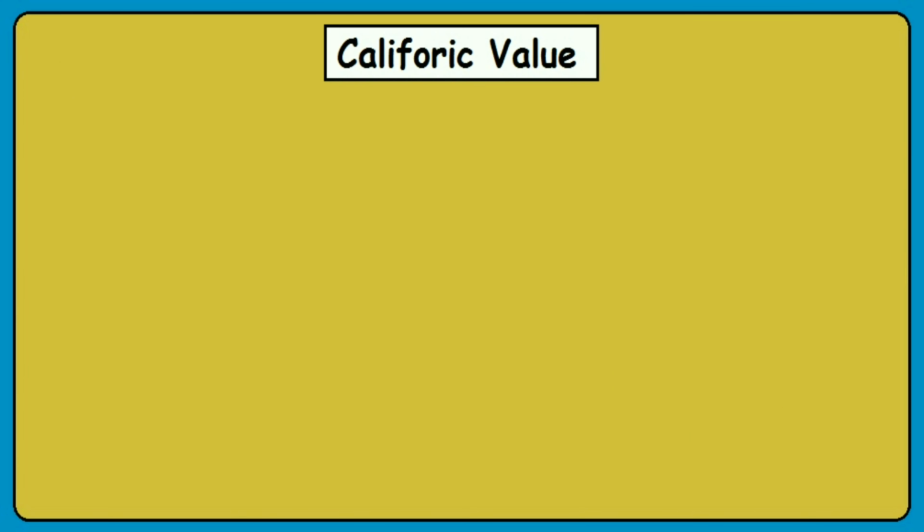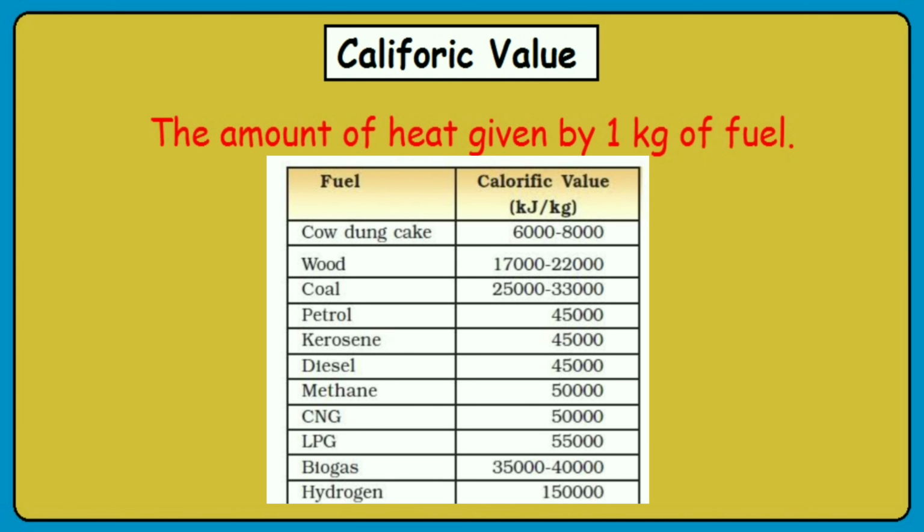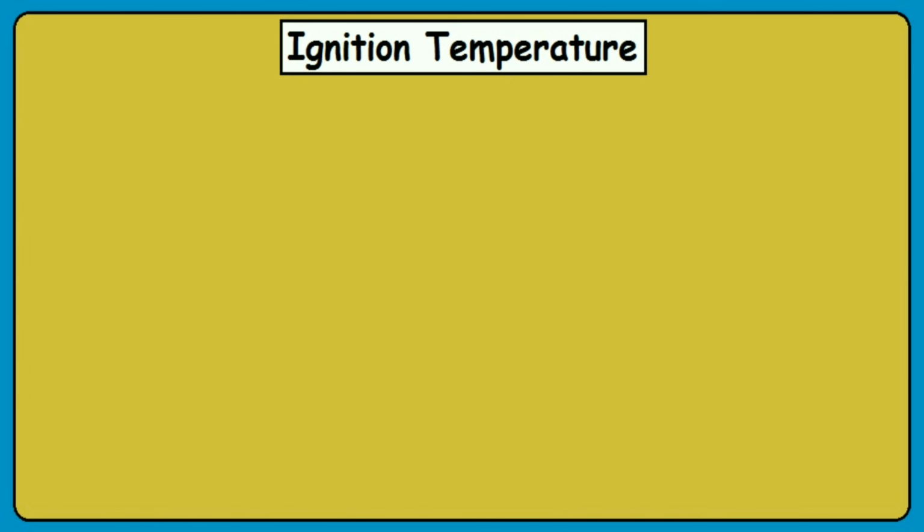First, calorific value. It is the amount of heat which is given out on full burning of a unit mass or volume of fuel. Generally, we take 1 kg as the standard. We want the calorific value to be as high as possible because the more the energy obtained from the fuel, the better it will be.